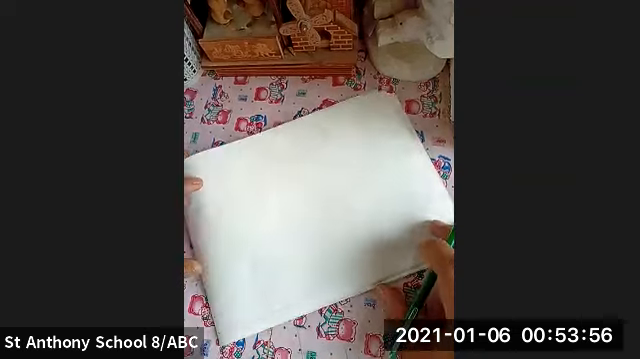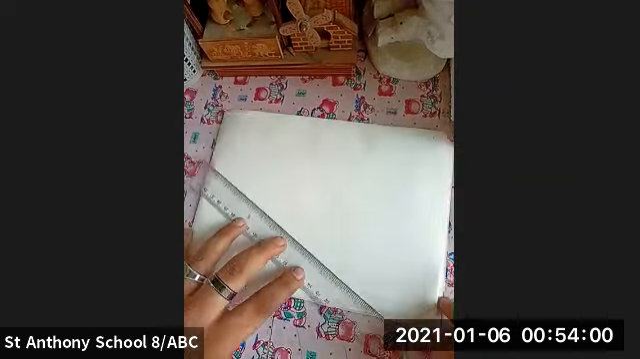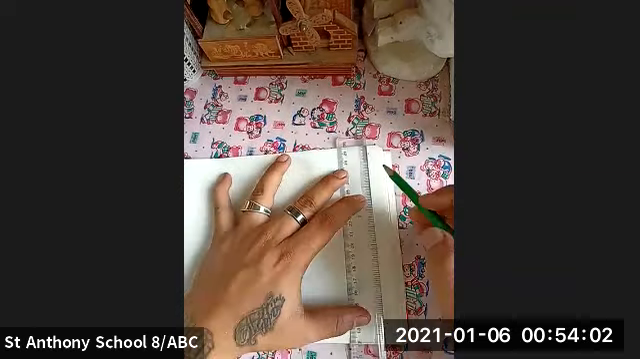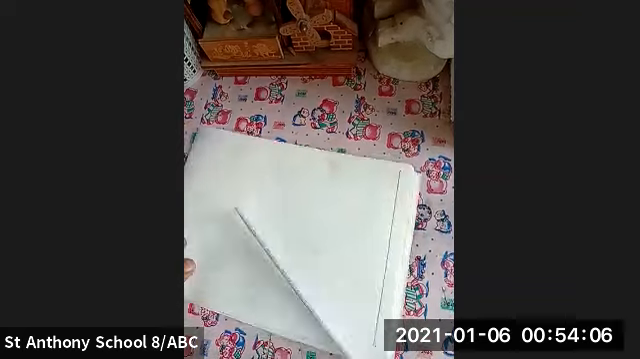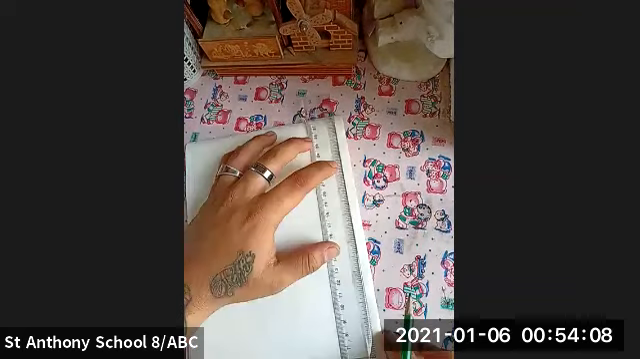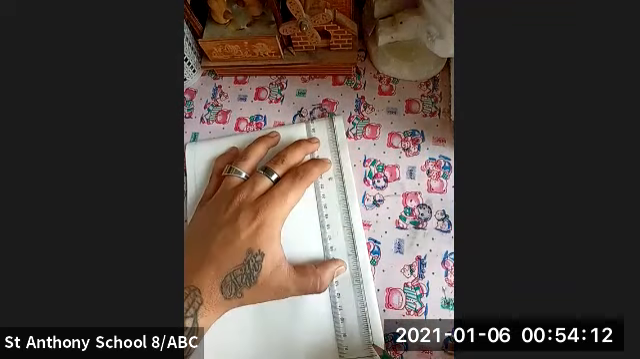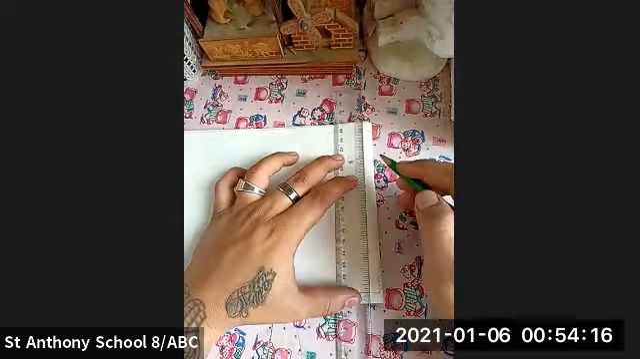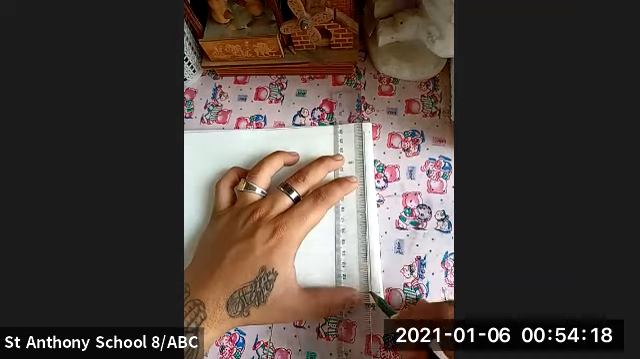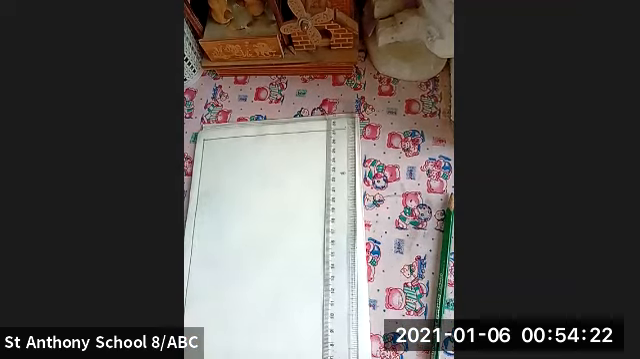Yes, so same way, draw two lines. First, you have to draw the border of 2 centimeter. This painting, you have to do it in 2 pages. The first one will be of your pencil shading, and the second one will be of your coloring. You can use any medium.